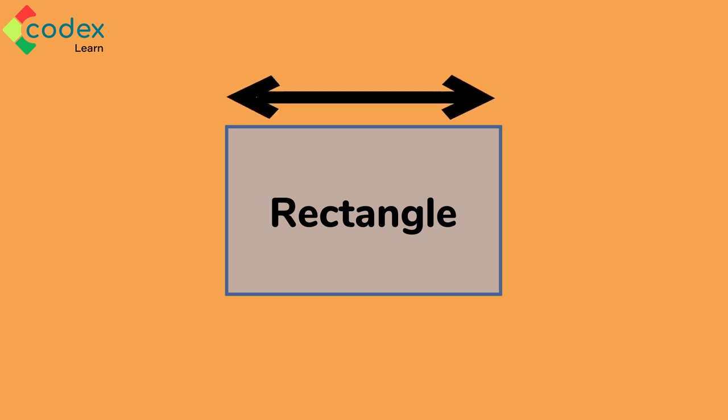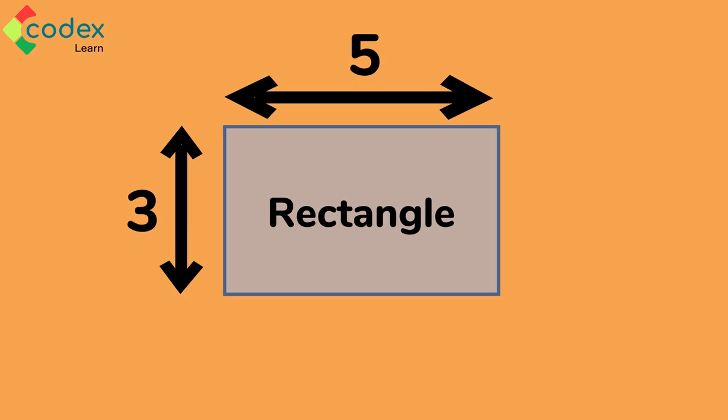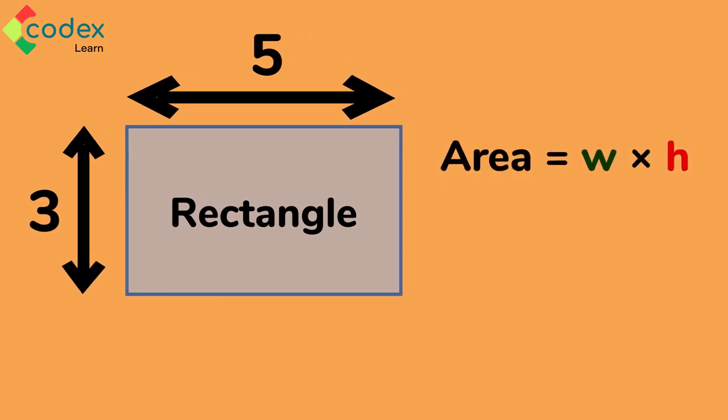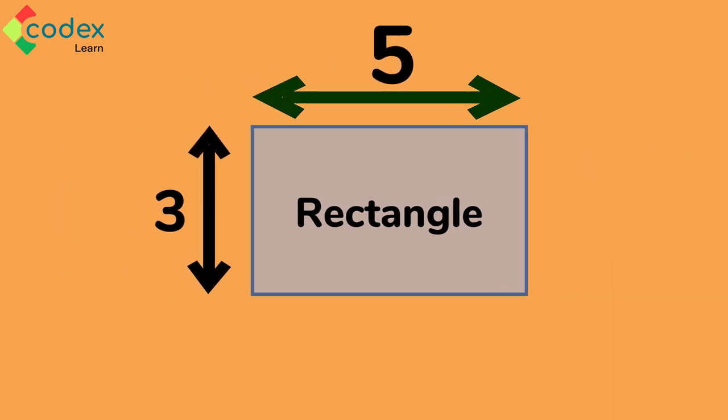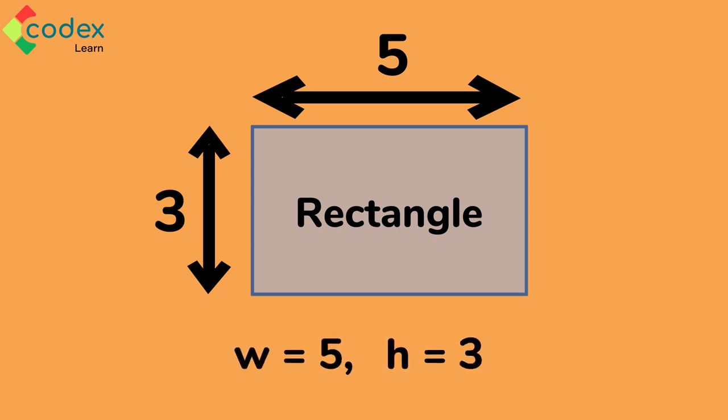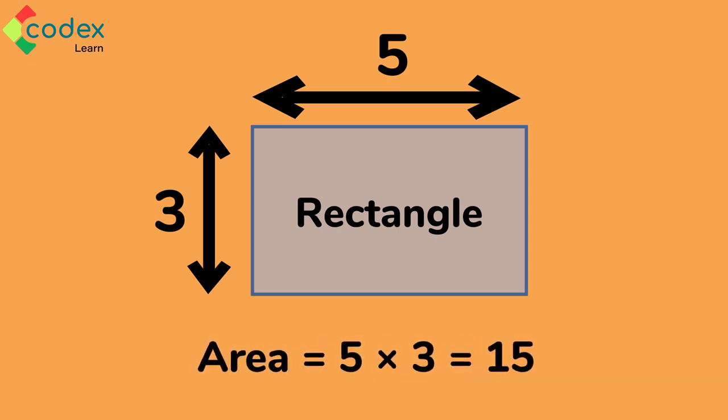It has a width of 5 and a height of 3. The formula is area equals W times H. W equals width. H equals height. The width is 5 and the height is 3. So we know W equals 5 and H equals 3. Area equals 5 times 3 equals 15.